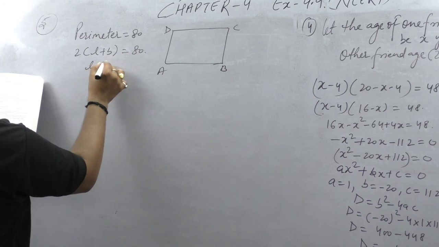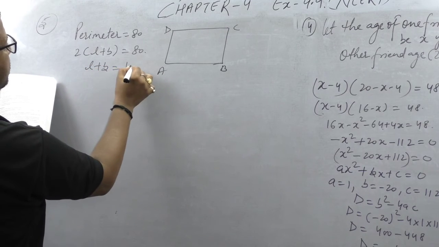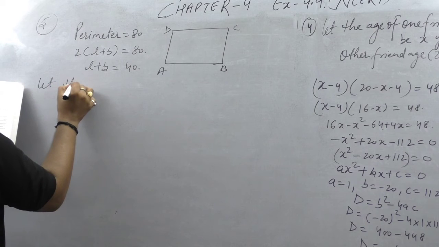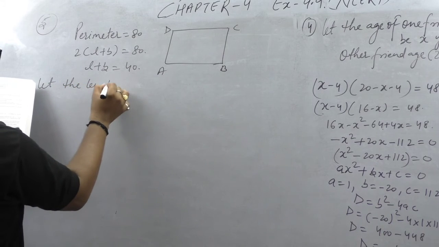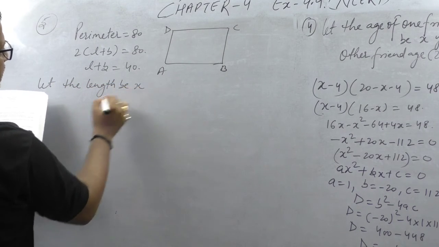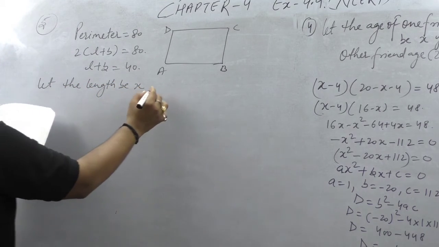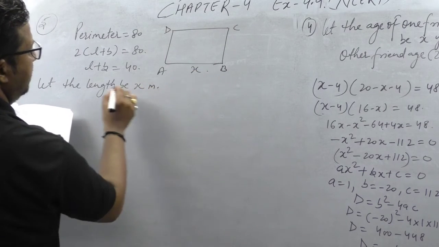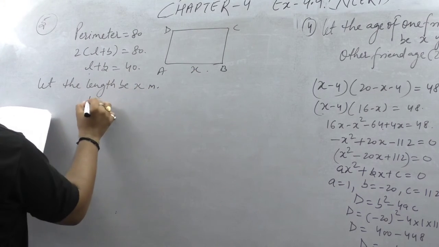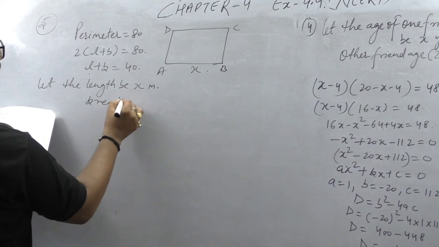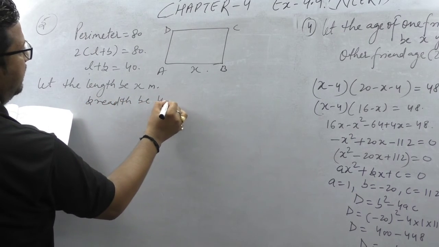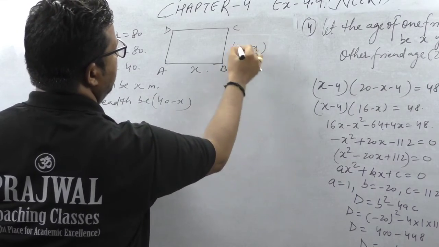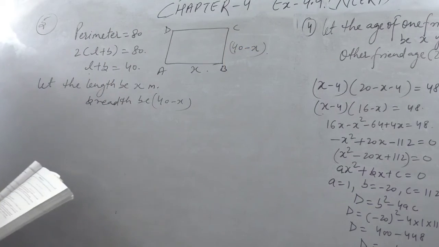So it means L plus B is 40. If I let the length be x meter, then the breadth will be 40 minus x. So the breadth will come as 40 minus x. Understood, everyone?